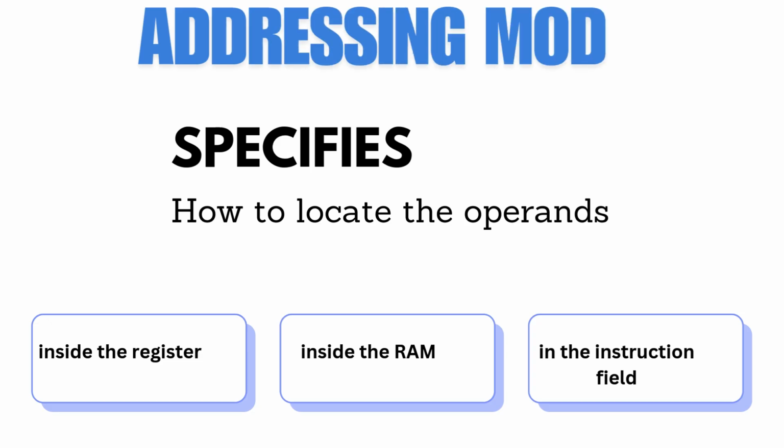Addressing mode determines how the operands are accessed. In other words, the addressing mode tells us where the operands are located. Operands are the data items that the operation will act upon. They can be located as a constant in the instruction itself, inside the register, or inside the main memory.